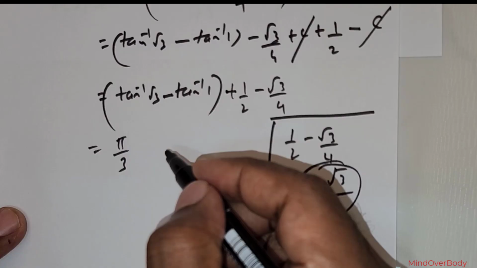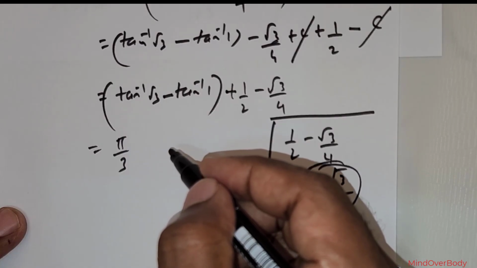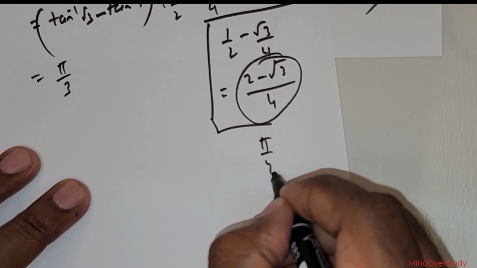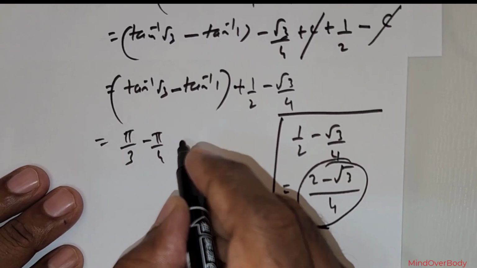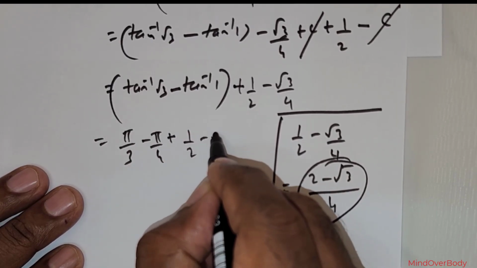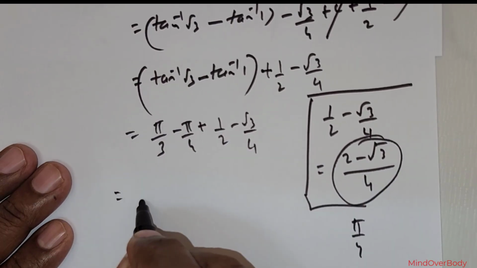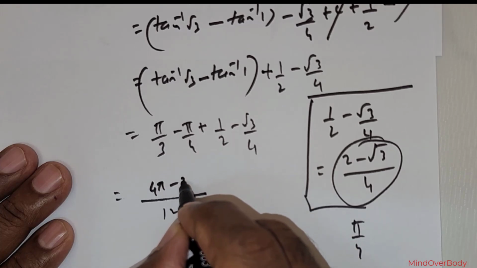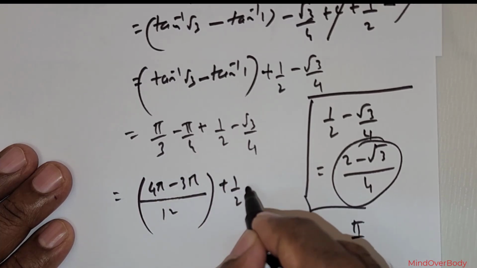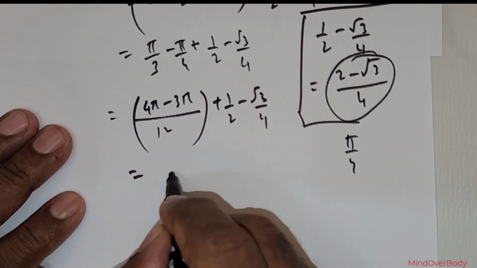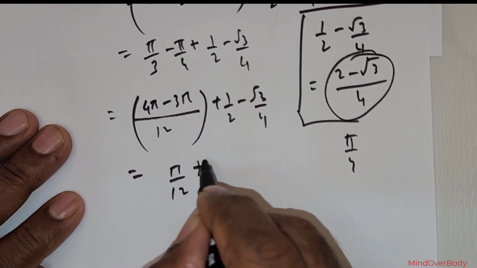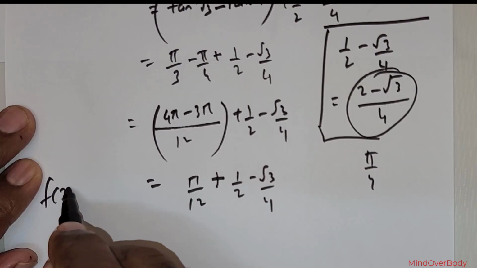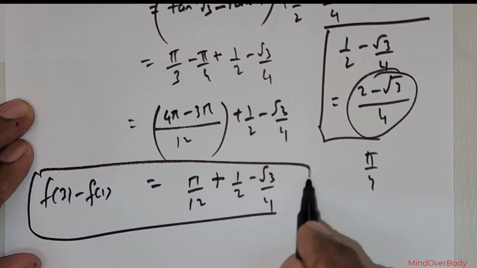Now tan inverse of 1, right? So we can take the tan inverse of 1, that's going to be 45 degrees, that's pi over 4. So pi over 4 positive 1 over 2 negative root 3 over 4. So you take the LCM for this, it is going to be 4 pi negative 3 pi, followed by 1 over 2 negative root of 3 over 4. So this will give you pi over 12 positive 1 over 2 negative root 3 over 4. What is this? This is nothing but f of 3 negative f of 1. Okay, so that's the solution.